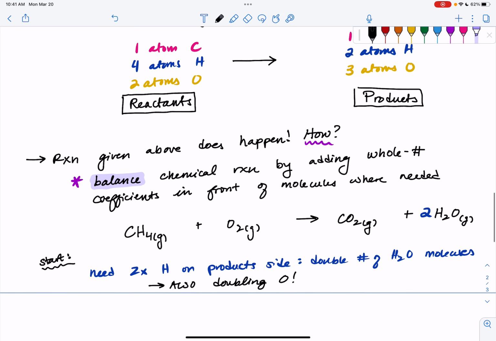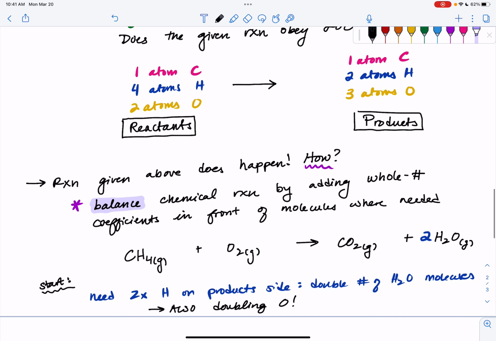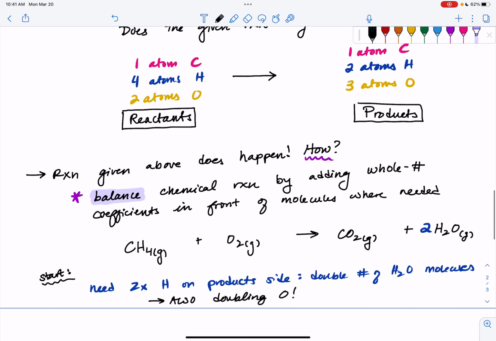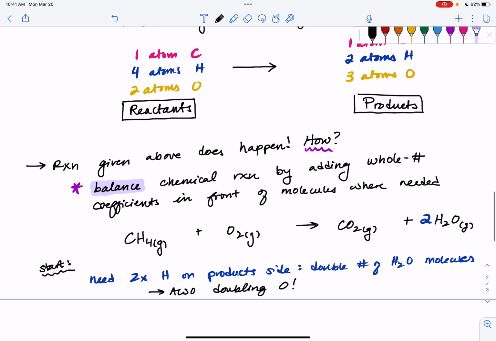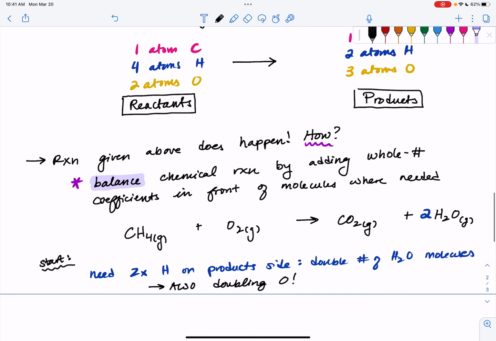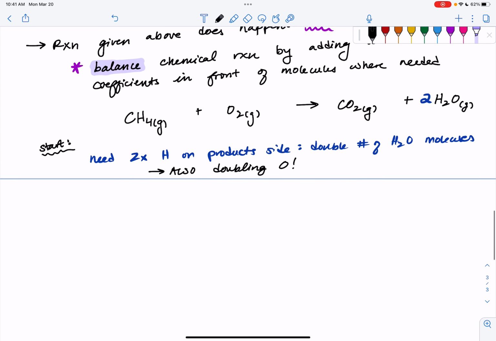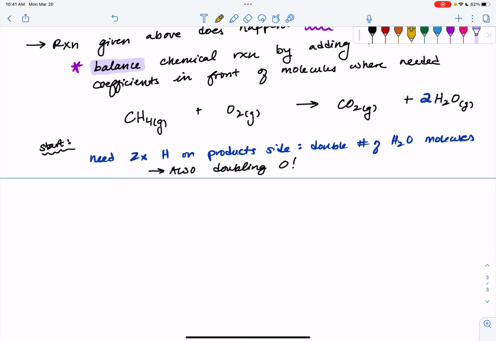So keeping tally, I can now strike this out. And let's think about this. I'm balanced in hydrogen. So I have 4 atoms of hydrogen. I've got my single atom of carbon. So let's look at our atoms of oxygen. So I have 2 oxygen atoms on the reactant side.